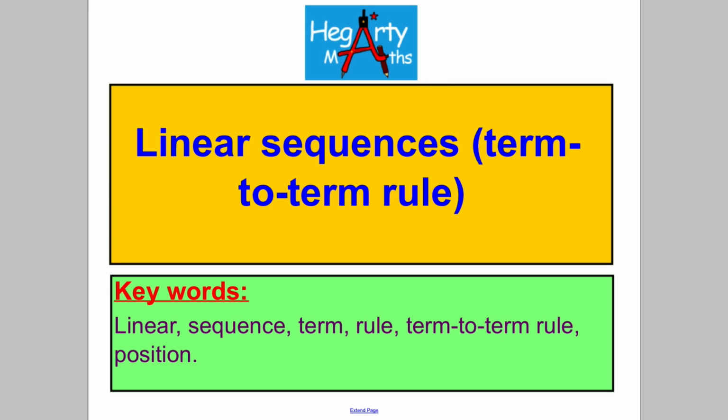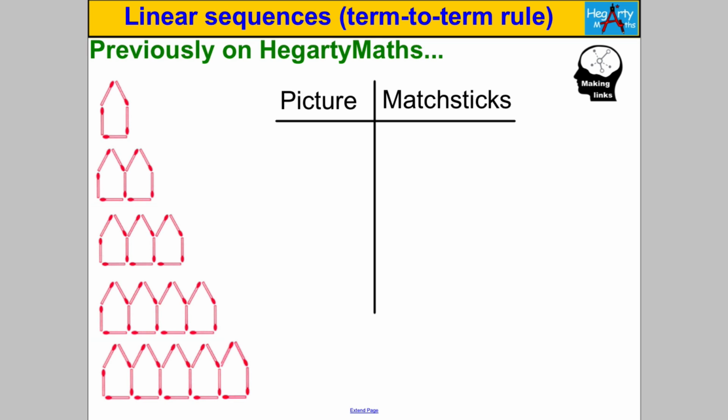It's Mr. Hegarty here, and in this video we're talking about linear sequences and in particular the term-to-term rule. Let's start where we left last time, where we started generating these linear sequences from pictures. So here's a set of pictures. I just want you to fill in the table with the picture number and the number of matchsticks in each picture. Pause the video and complete the table.